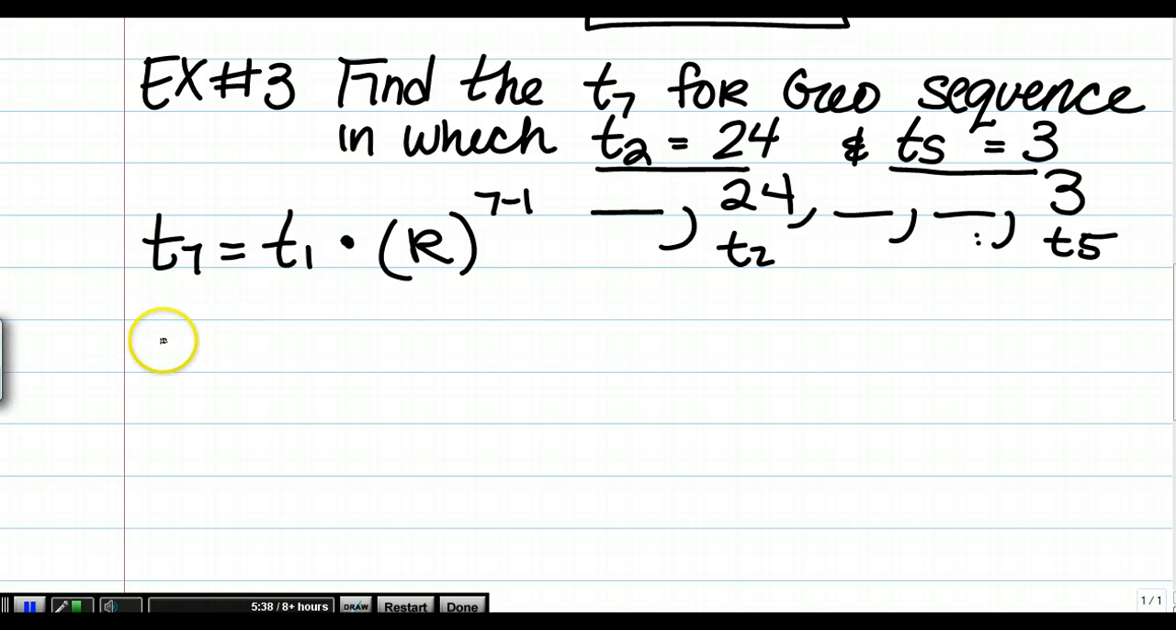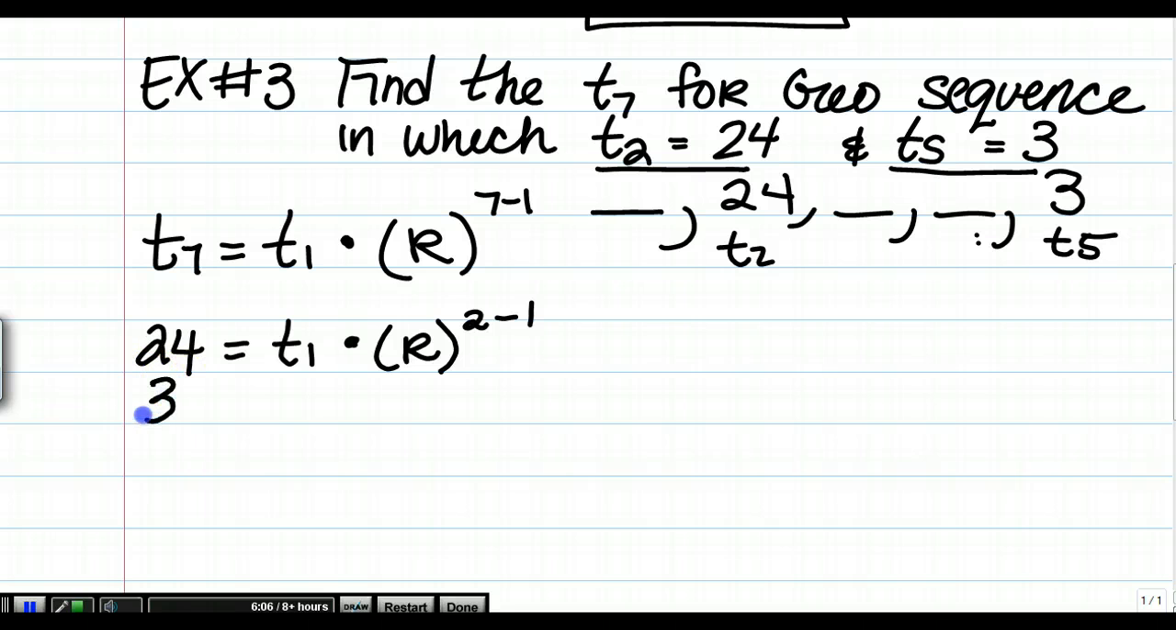So we know that our second term is 24. I'm plugging this into my geometric equation at the top of my paper. I don't know the first term. I don't know my ratio. But I know that I have the second term, so n is 2, minus 1. Let's plug in for the fifth term. I know that the fifth term is 3. I don't know the first term. I don't know my ratio, but I know that it's going to be 5 minus 1, or n minus 1.